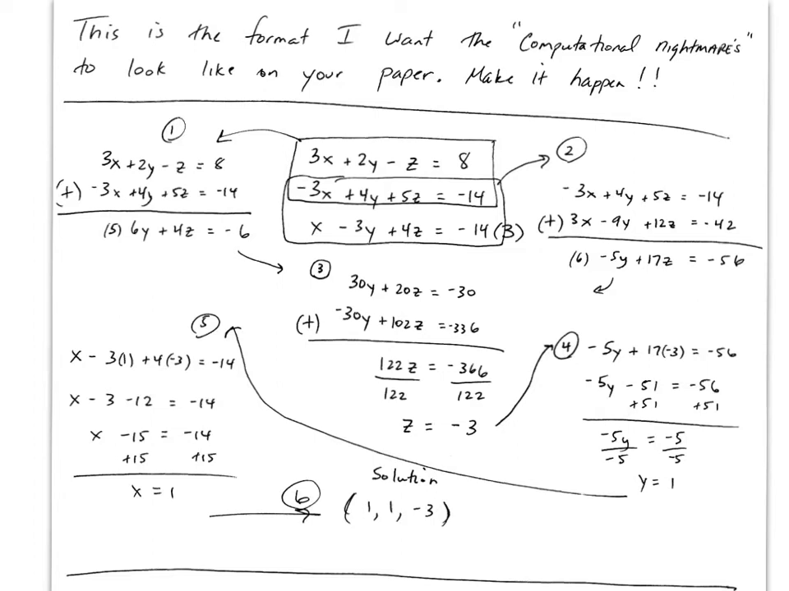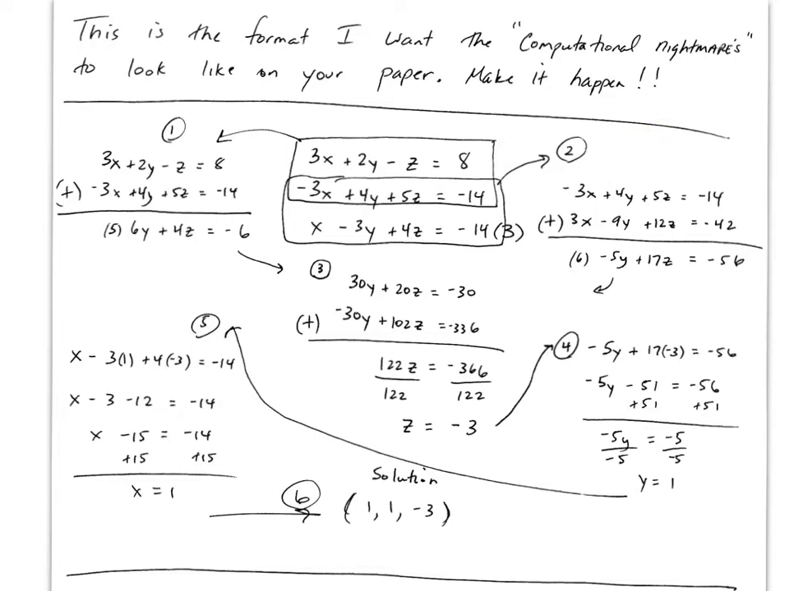Then you have to pick two other equations and eliminate the same variable. So I chose the second and the third equations. I multiplied the third equation by 3 so that the x could be eliminated again, and I did that where it says number 2. So after I multiplied the third equation by 3, I eliminated the x, and I was left with negative 5y plus 17z equals negative 56.